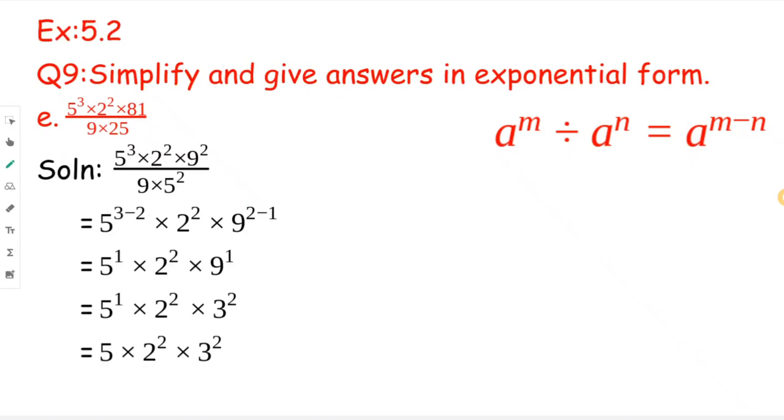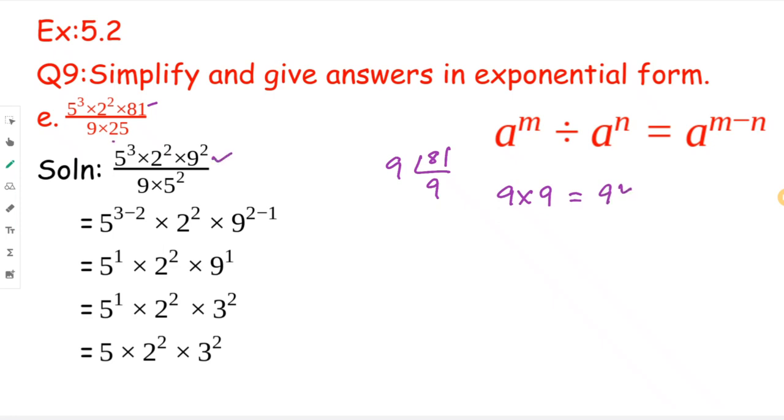5.2 question number 9. Remember, this question number 9 is very important. Let's do E now. Can you see 81? When you look at this 81, I'll try to find the factors. 9 9s are 81, which means I can write it as 9 into 9, or simply as 9 square, which I have written here.